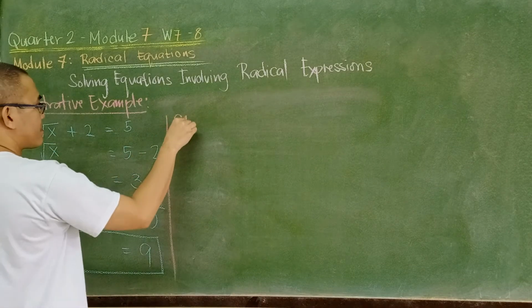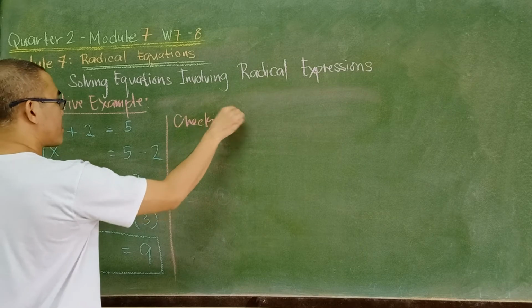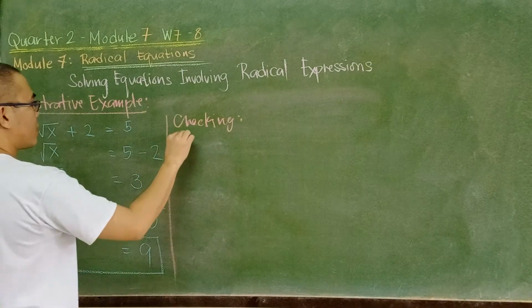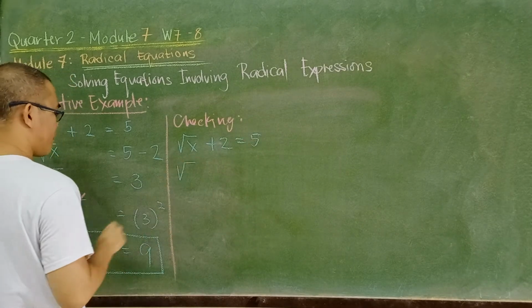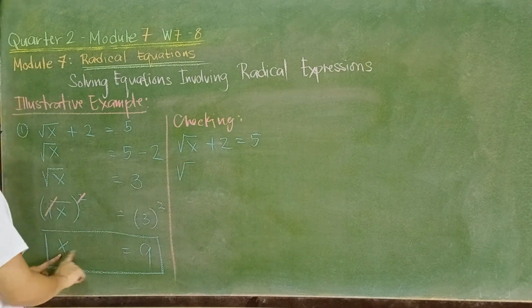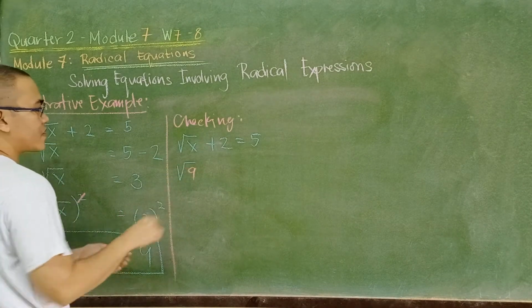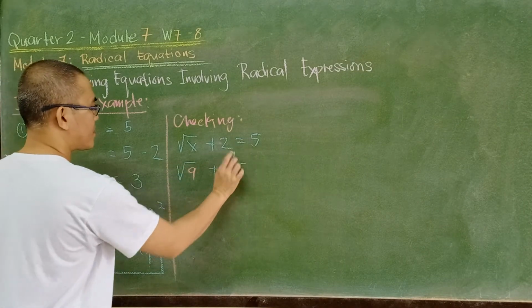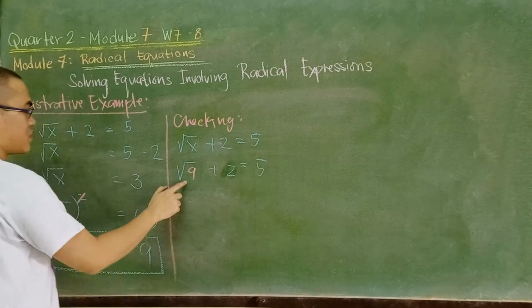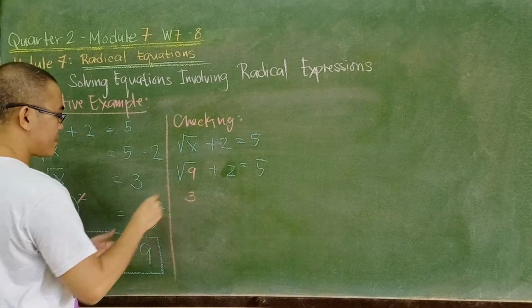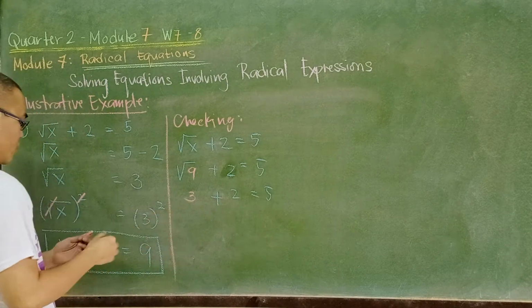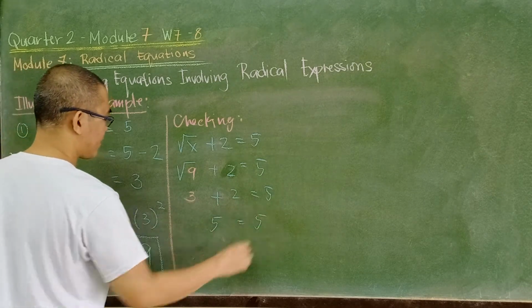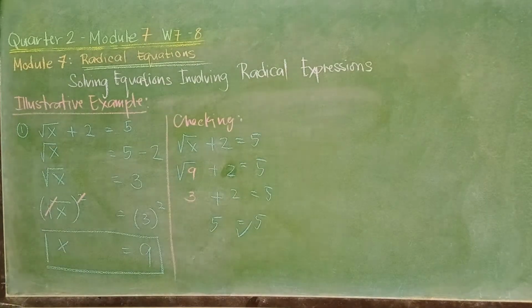So for checking, we write square root of x plus 2 is equal to 5. Square root of x natin is 9, so this is square root of 9 plus 2 is equal to 5. Square root of 9, that is 3, plus 2 is equal to 5. 3 plus 2, that is 5. So therefore this is correct. Yung value ng x natin is 9, therefore that is correct.